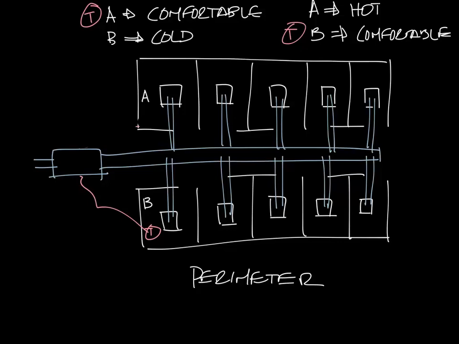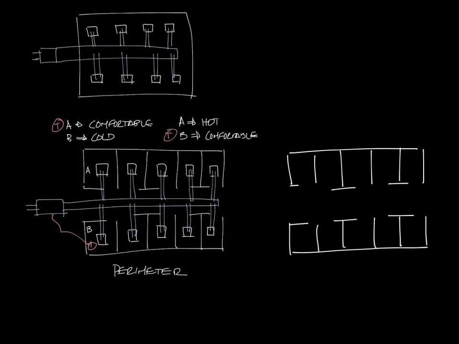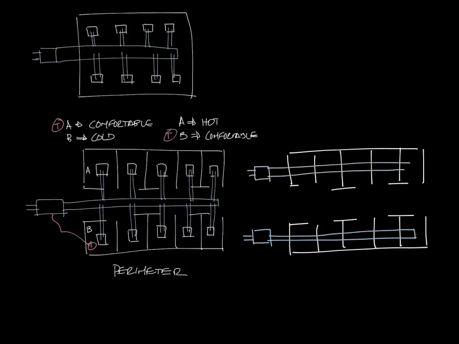So in a situation like this, let's draw these again. In a situation like this, you're better off having one VAV box serving the perimeter side and all their diffusers, and another VAV box supplying diffusers on the interior side. And then their thermostats would be controlled by their respective zones.